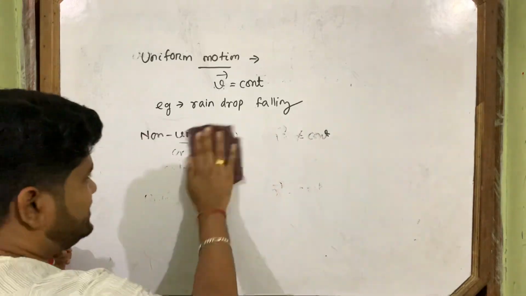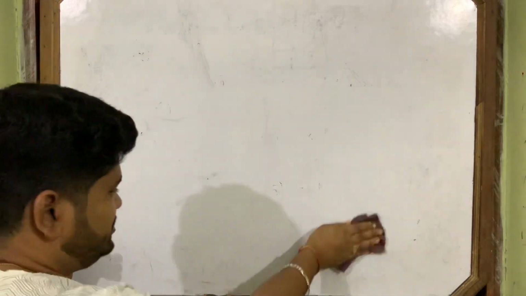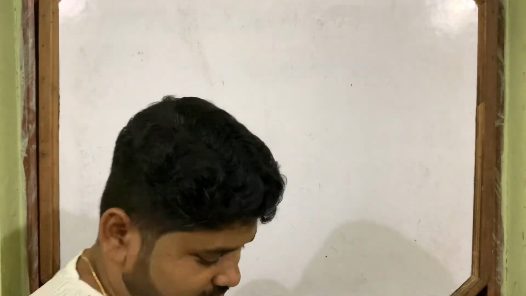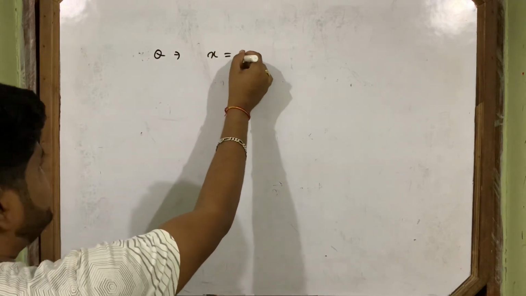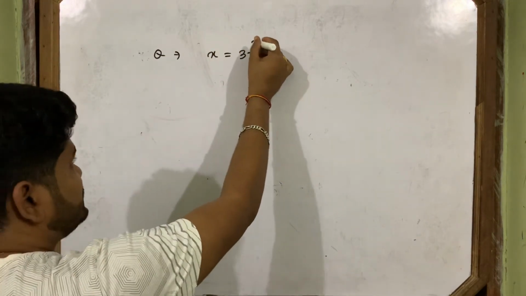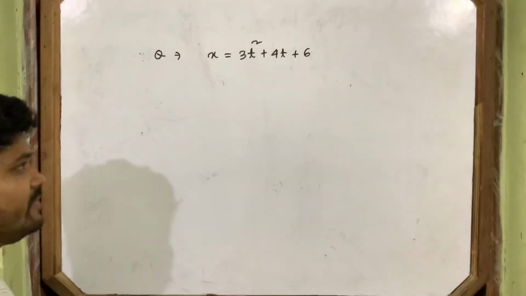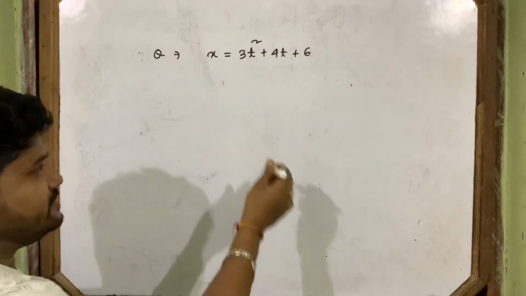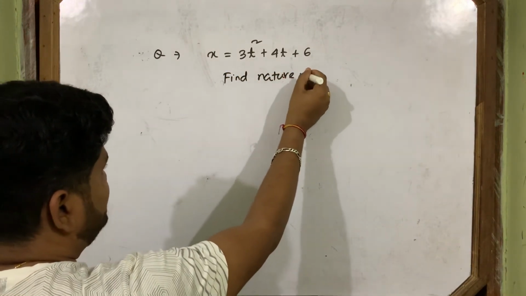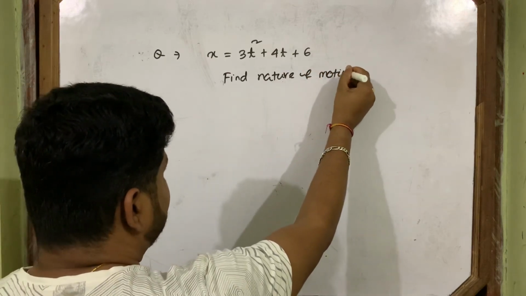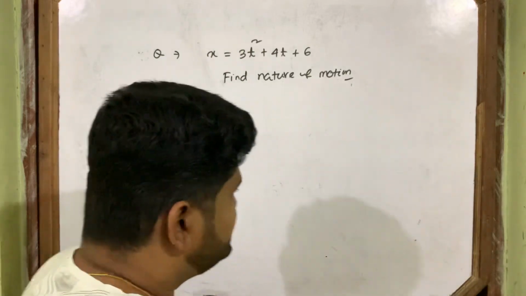But we will understand this more clearly if I write one question for you. So let's discuss one question here. x is equal to 3t square plus 4t plus 6. Find the nature of the motion. What is the nature of motion?